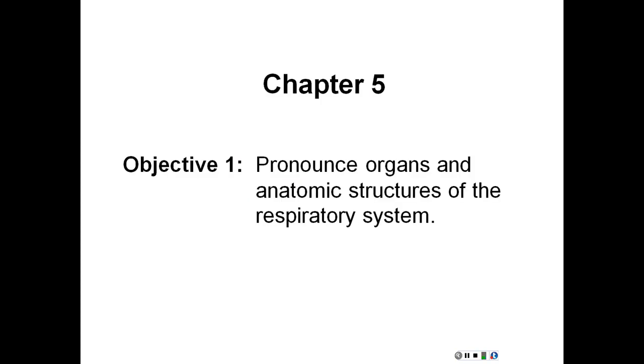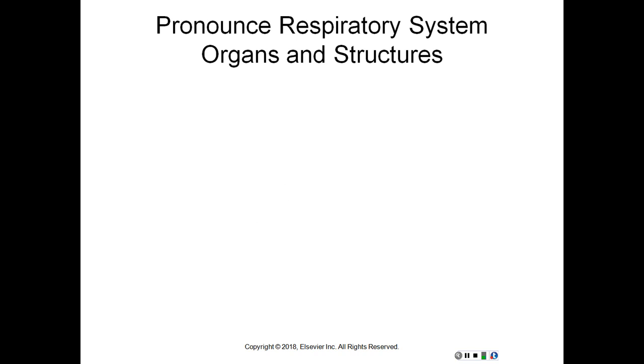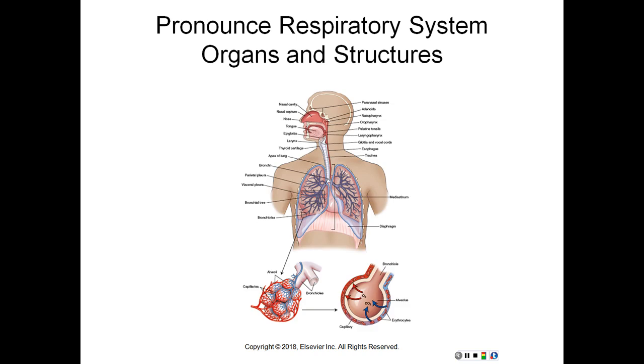So first objective, pronounce organs and anatomic structures of the respiratory system. So here's a very good picture of your respiratory system. It's probably a little small on your slide, so again, just open your book to view it there. So first of all, I'm just going to go down the organs and anatomic structures of the respiratory system table in your book. I think that's just the easiest thing to do.